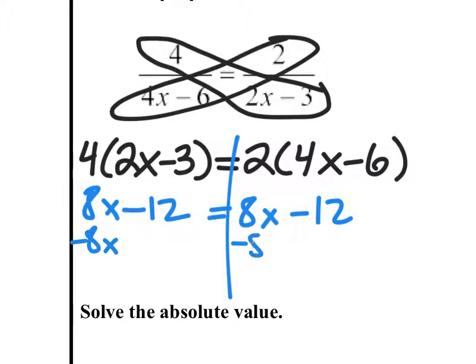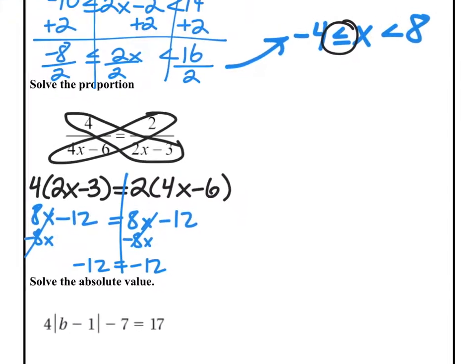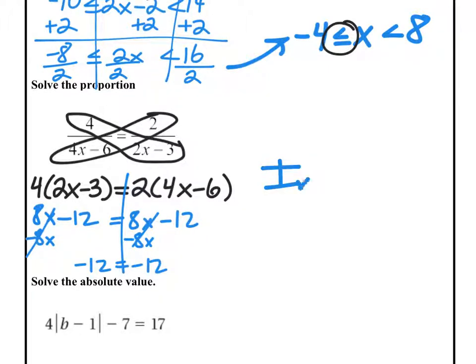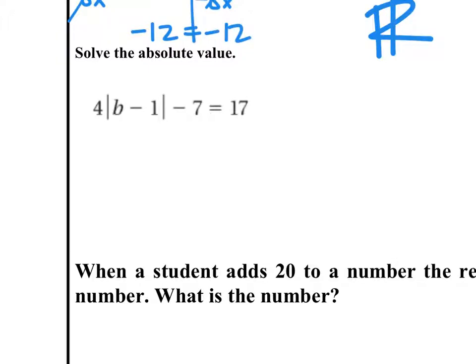I'm going to subtract because it's positive, and I'm taking it away. -12 equals -12. That's the exact same. This is a true statement. And so I say infinite solutions, or all real numbers.